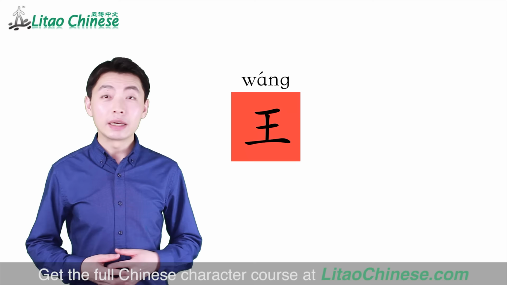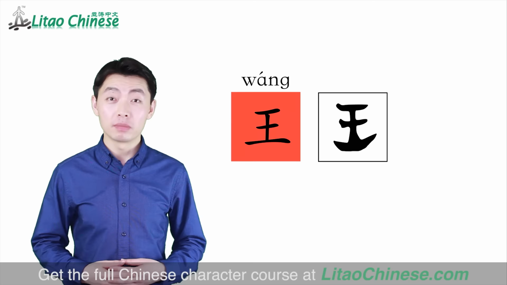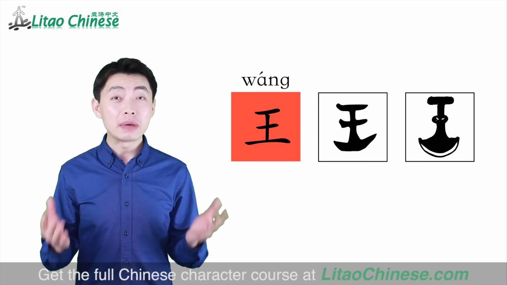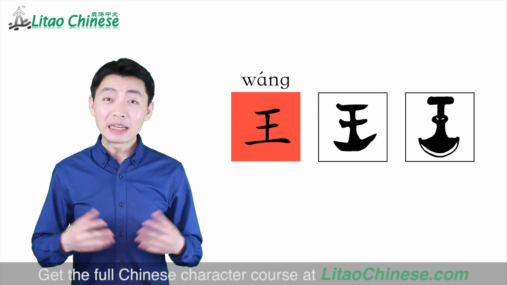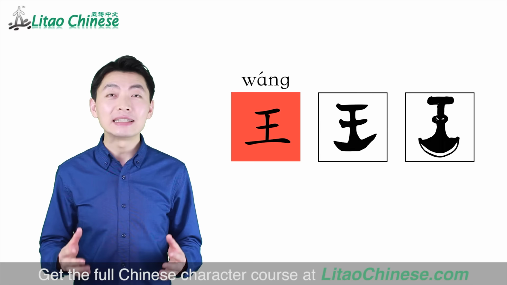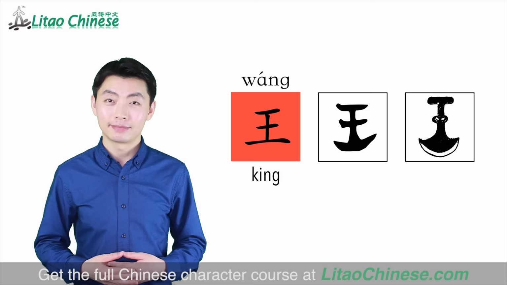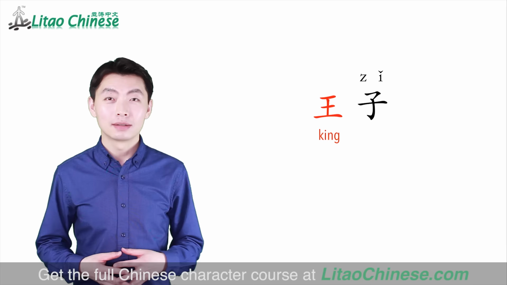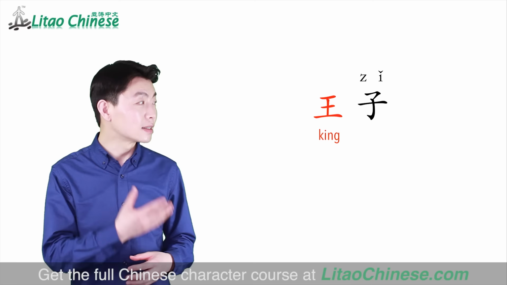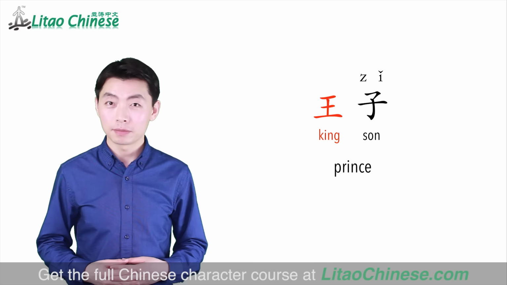This character is 王, Wang. This is the ancient written form of the character 王. And in this picture, you can see it's a big axe, which is a symbol of the king's power. So, based on the shape of the big axe, ancient Chinese people created the character 王 to indicate the meaning of king. Here is a word with the character 王, 王子. 王 means king. The meaning of the character 子 is son. King's son is prince. So the word 王子 means prince, 王子.